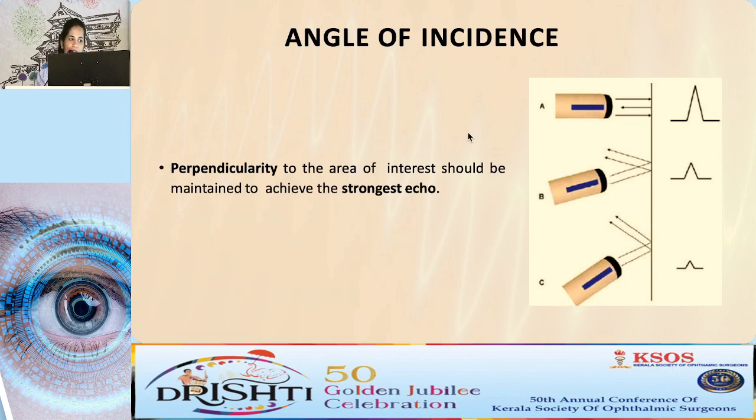The next principle is the angle of incidence. The more perpendicular the area of interest is to the beam, the stronger the echo will be.